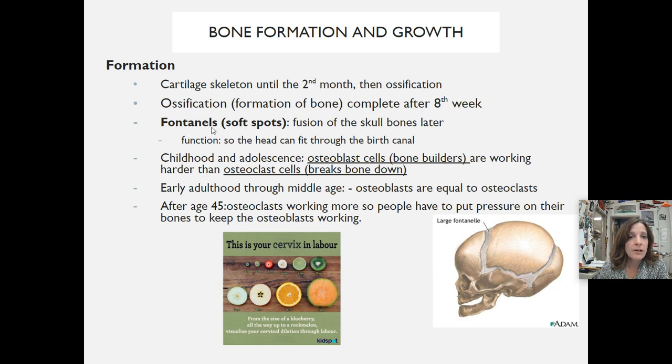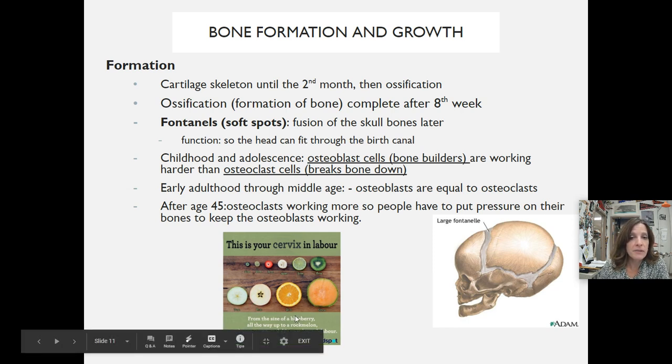The fontanelles, I'm sure you've heard of as soft spots, are in the skull of a baby, and they fuse later. The function of this is so that the head can fit through the birth canal, because it's a small little area. And this is just a picture to give you an idea of what happens to the cervix in order for the baby's head and body to come out.